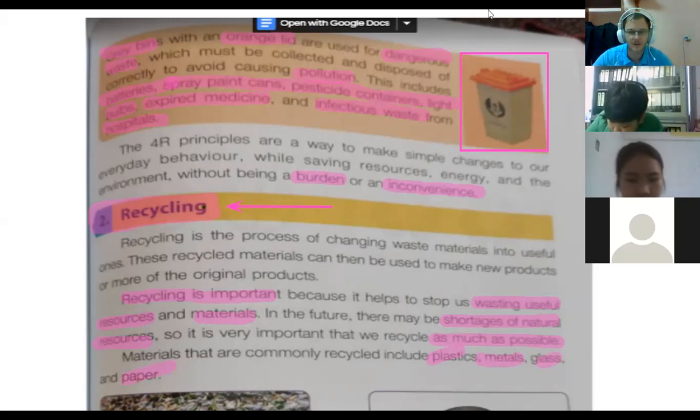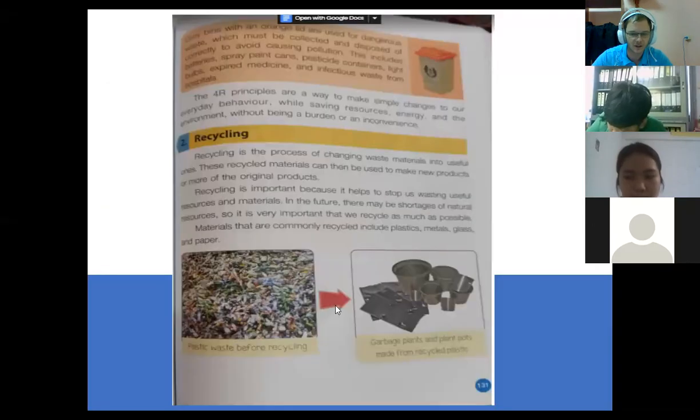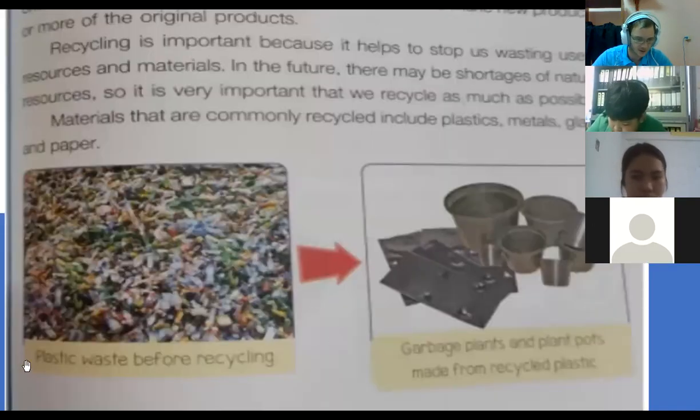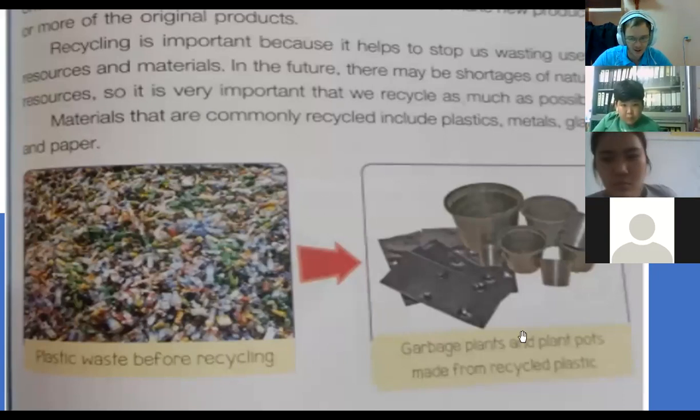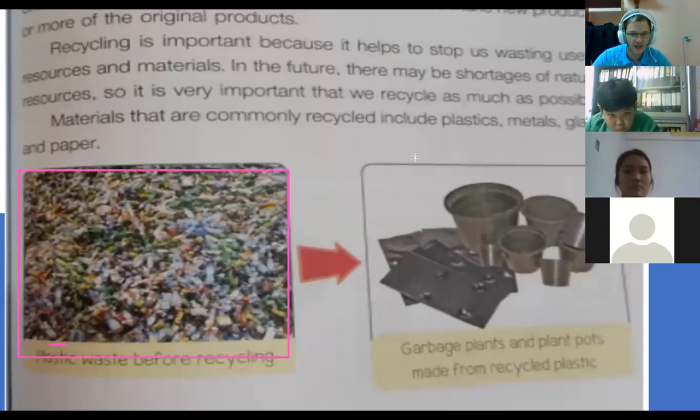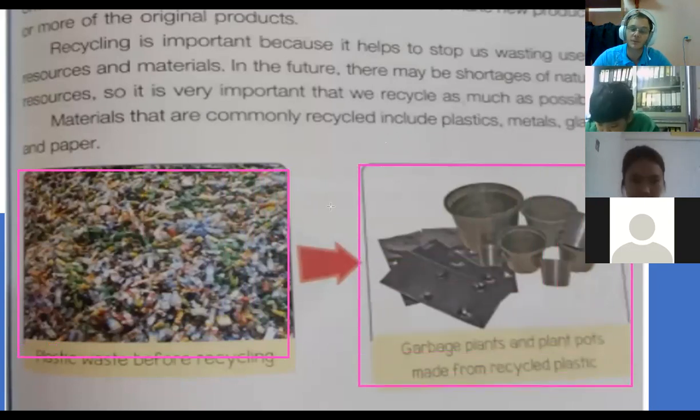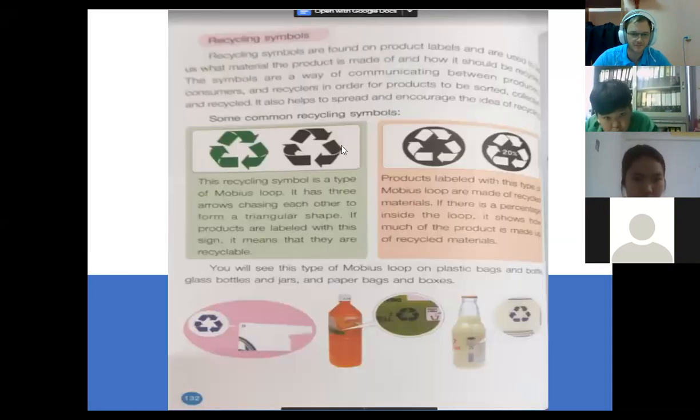Those are some of the most noticeable and iconic recycling ones. So yeah, it's plastic waste, how it looks before recycling. And here's garbage, plants, and plant pots made from recycled plastic. So here's an example of taking waste products and making useful products from them. Okay. You wanted to have an example.